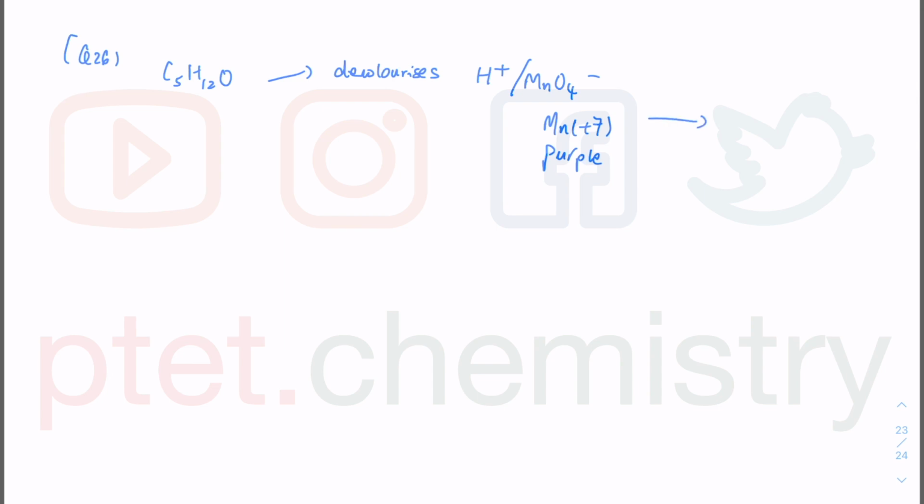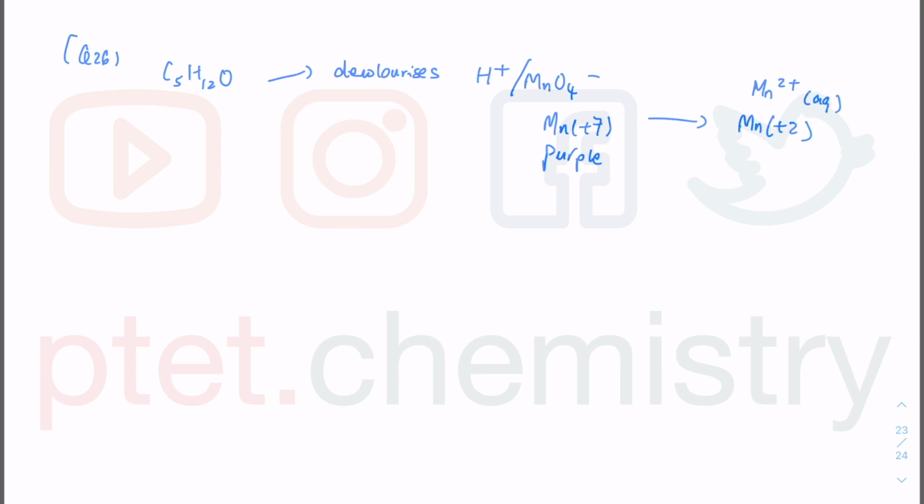So moving on to this question 26, what we have is an alcohol. So this alcohol is C5H12O. First of all, it decolorizes, meaning to say it turns colorless, this warm acidified potassium manganate 7. Potassium manganate 7 is manganese plus 7. It's a deep purple color, and it will go to manganese plus 2, and the species will be Mn2 plus aqueous.